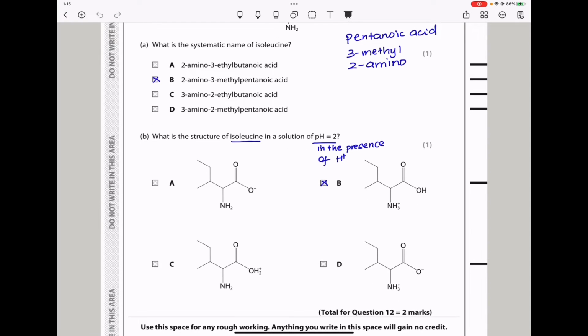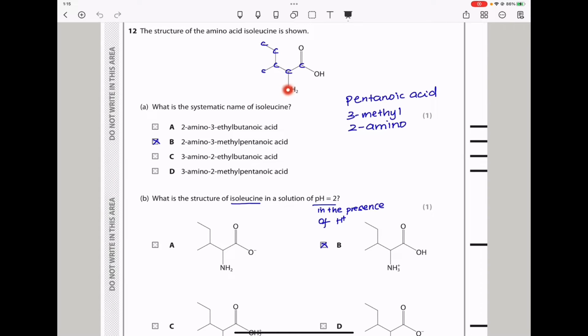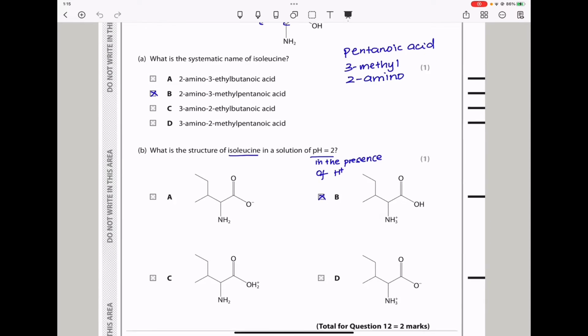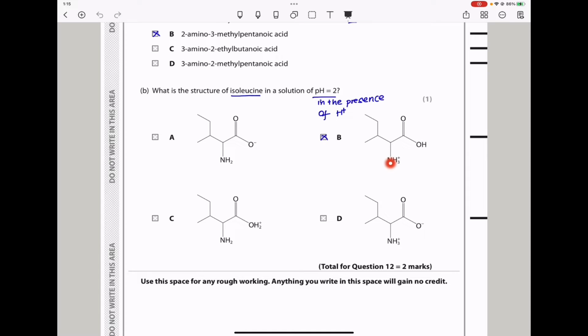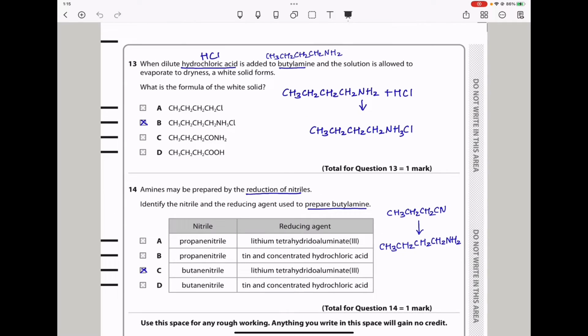Next, they say, what is the structure of isoleucine in a solution of pH 2? This is in acidic conditions. Remember, this is isoleucine. In acidic conditions, this is going to be NH3+. So the possible answer is going to be that. The lone pair of electrons on the nitrogen is going to be donated to the H+ in the acidic condition, producing NH3+. Moving on. Question 13.